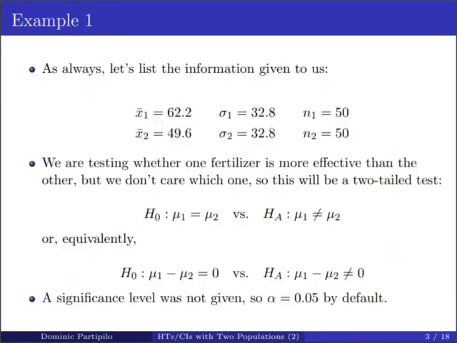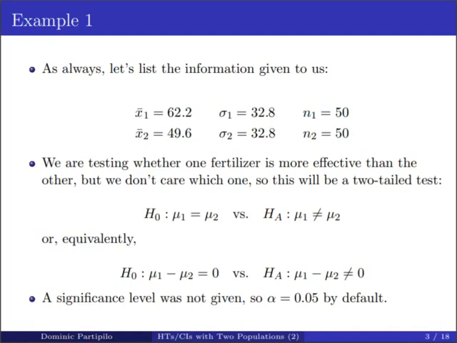So, the first thing we need to do here is always the first thing we need to do. We need to list out the information that we have. In this case, we're going to have our sample mean of fertilizer A, which is 62.2. We're going to have our population standard deviation of fertilizer A, which is 32.8, and our sample size from fertilizer A was 50, because we had 100 people, half of them use fertilizer A, half of them use fertilizer B.